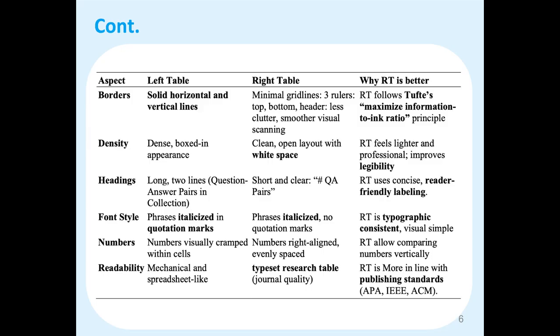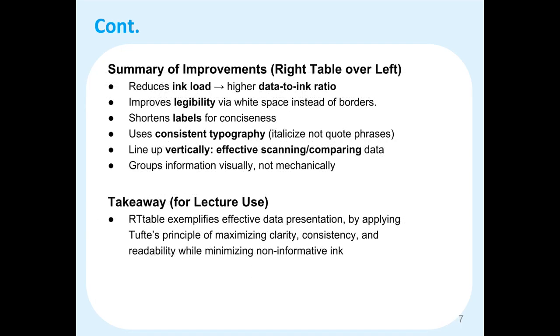Regarding headings, the right table uses short and clear labels like QA pairs, making it concise, unlike the left table's long, 2-line headings. Pay attention to font style. The right table uses italics, no quotation marks, which is typographically consistent, while the left table is inconsistent. Most importantly, the numbers in the right table are right-aligned and evenly spaced, which is crucial because it allows comparing numbers vertically. The right table achieves 6 key results.